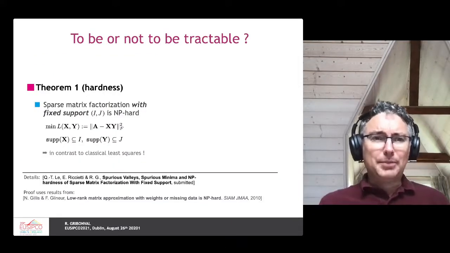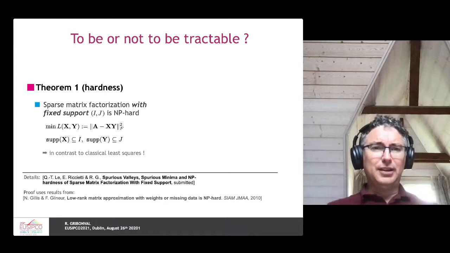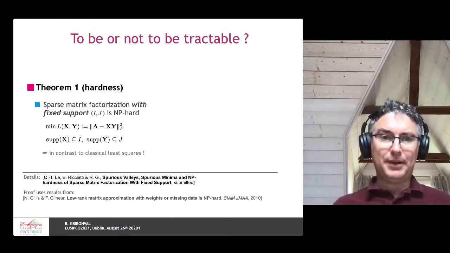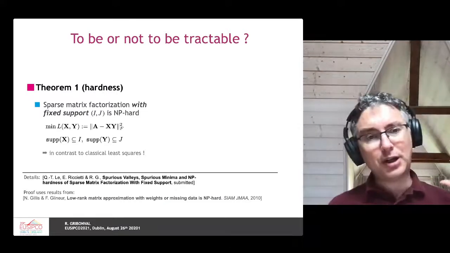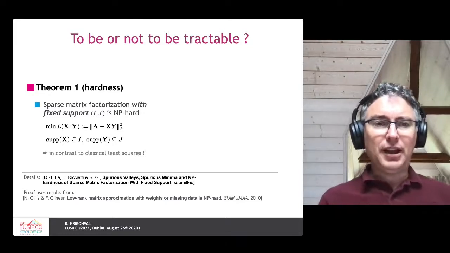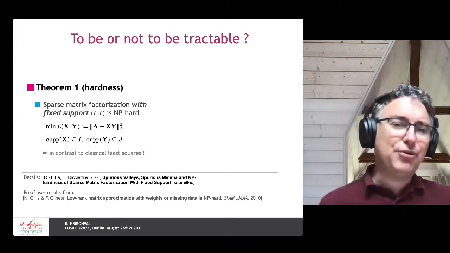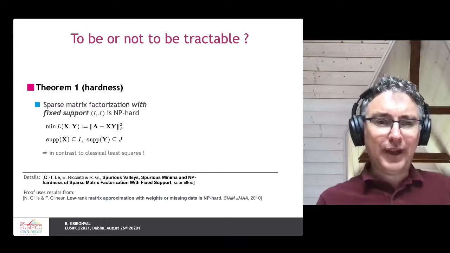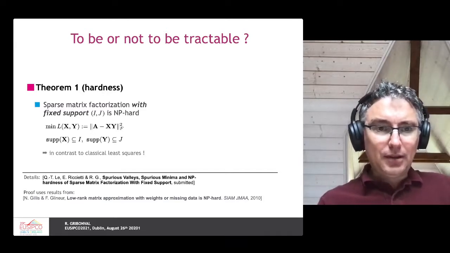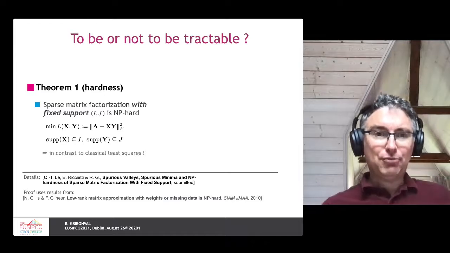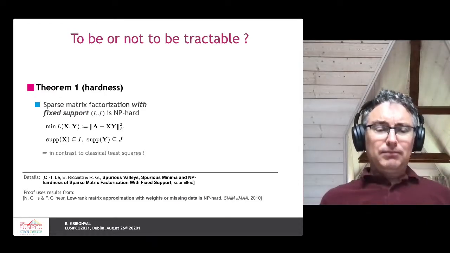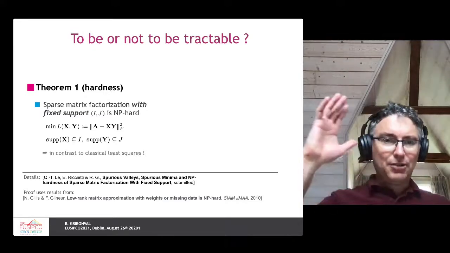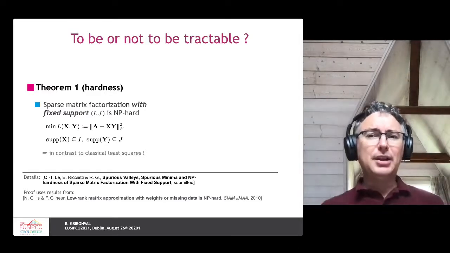So what about our optimization problem with fixed support? The first point that we got was to prove that it's actually NP-hard, in contrast to the classical least squares problem where one of the factors is fixed. This is obtained by reducing an existing NP-hard problem associated to NMF, low rank matrix approximation with missing data. So on the one hand, this is hard, but it's known from classical sparsity that it's not because the general problem is NP-hard that there are no easy instances.